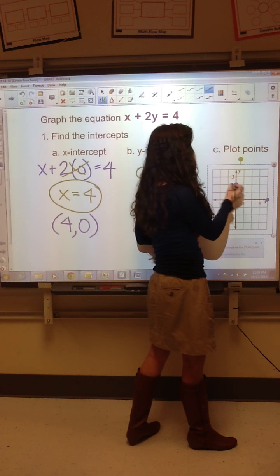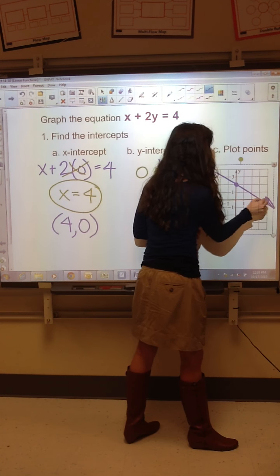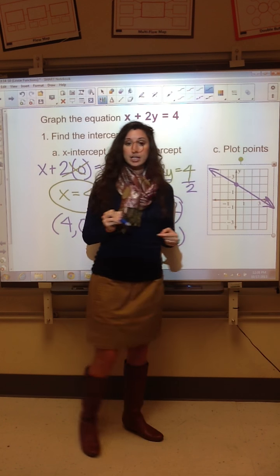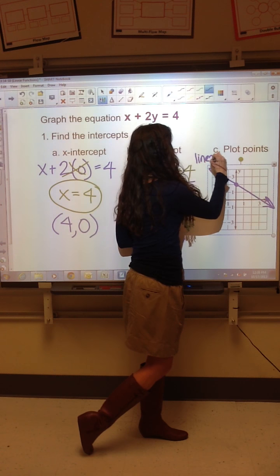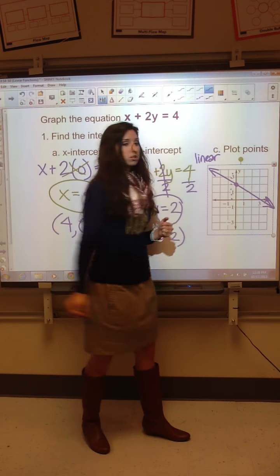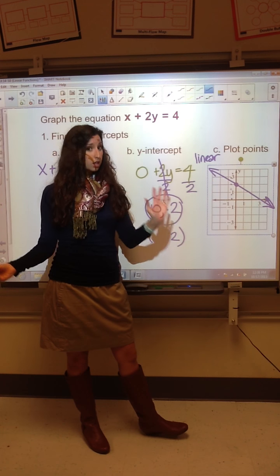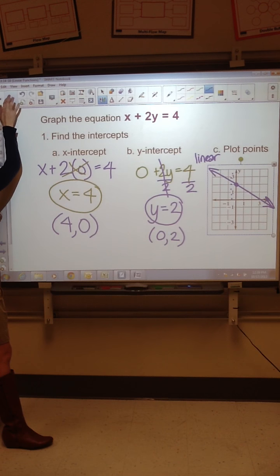Okay, at this point, when I have 2 dots, can I go ahead and connect them? Sure. Do I now have a linear function? Yes, it is linear. And is it a function? Sure. If I draw a vertical line, it crosses it 1 time. Any questions? Hopefully not. We're going to keep practicing.